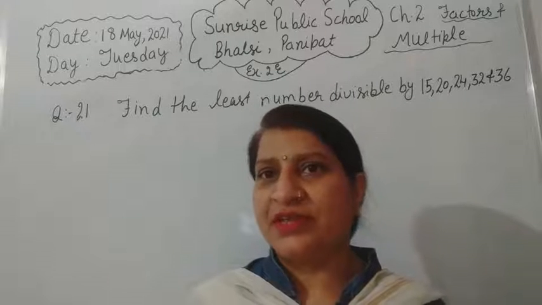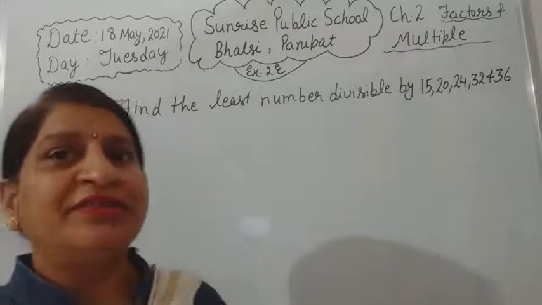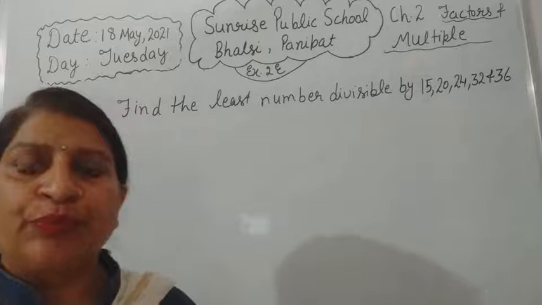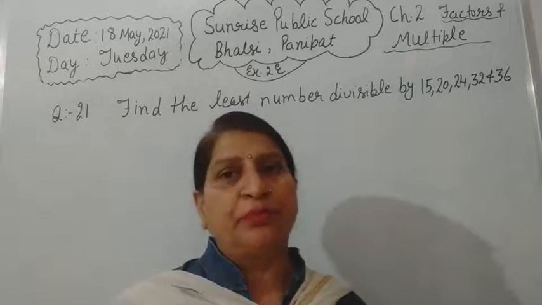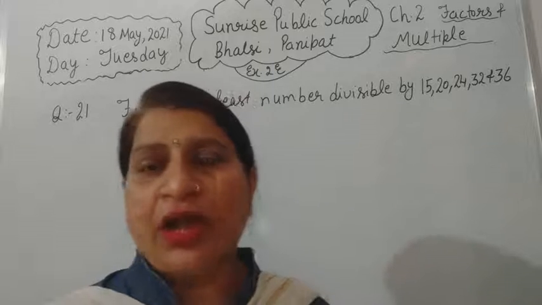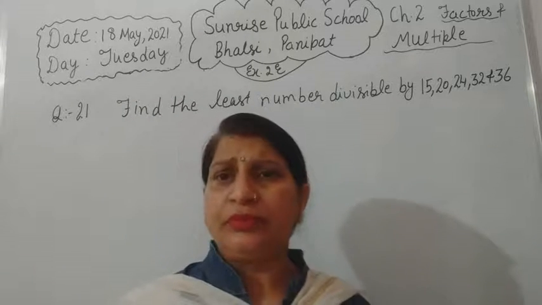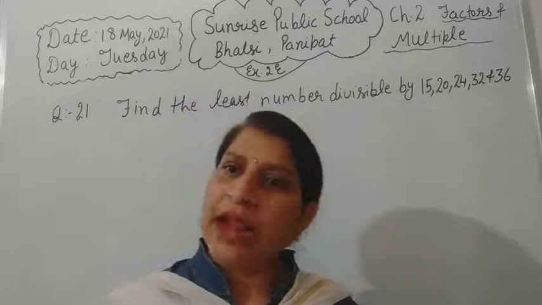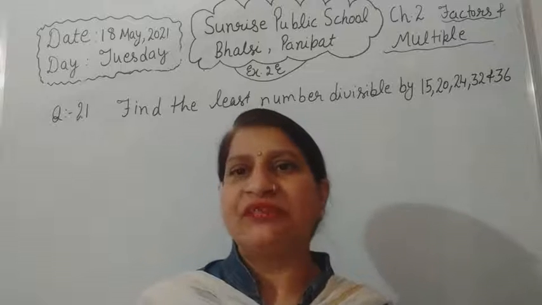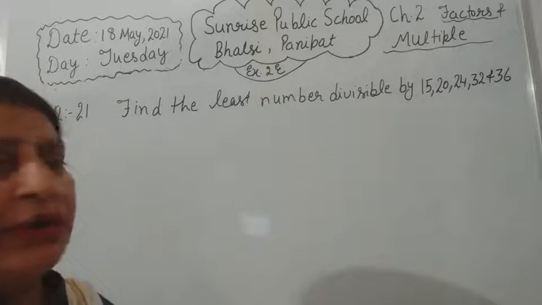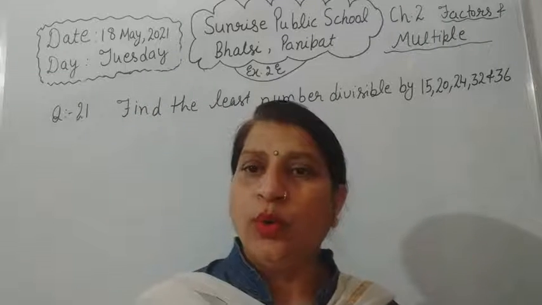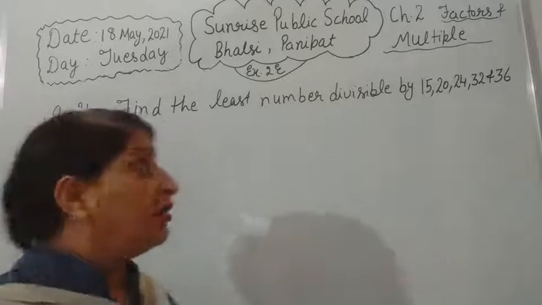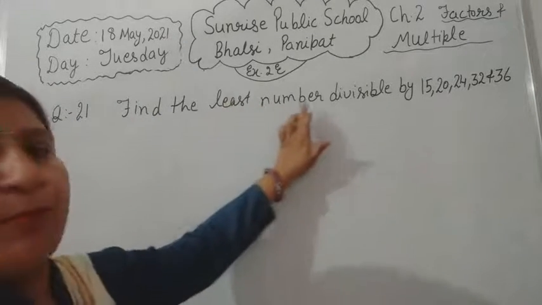Good morning, students. Now we are learning our chapter number 2, factor and multiple. In this chapter, we learn the factors, the multiple, how to find HCF, how to find LCM, and how we find the LCM by division method and by prime factorization method. In my previous video, I explained question number 10 to 20, and now I explain question number 21, and in this question we have to find the LCM number.